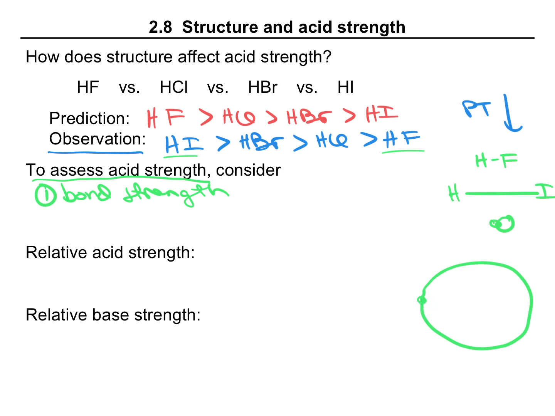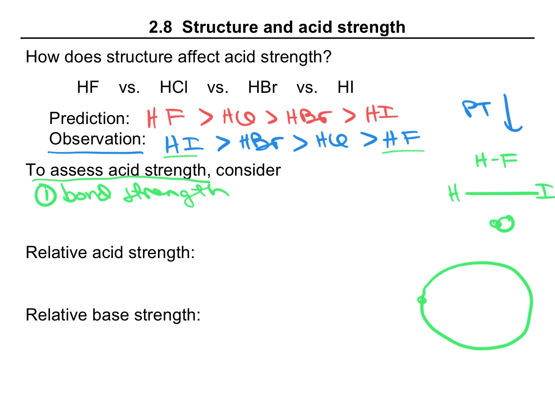And if we were to think about the bond length, we're going from the center of the hydrogen atom to the center of the iodine, and that makes it a really long bond. So in terms of bond strength, HI is going to have the weakest bond, so that one should be the easiest to break, making this the strongest acid. Within HF, this is the shortest and strongest bond, making it the hardest to break, making this the weakest acid. So by considering bond strength, this order makes sense.